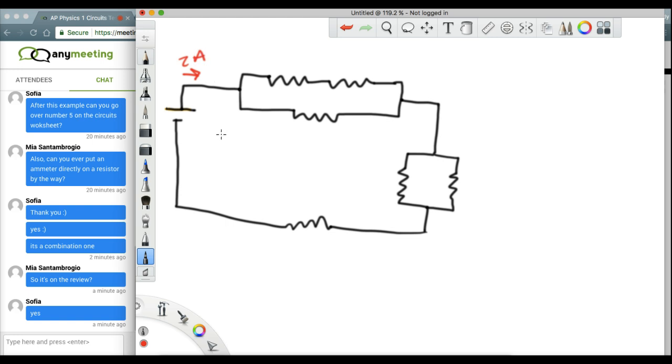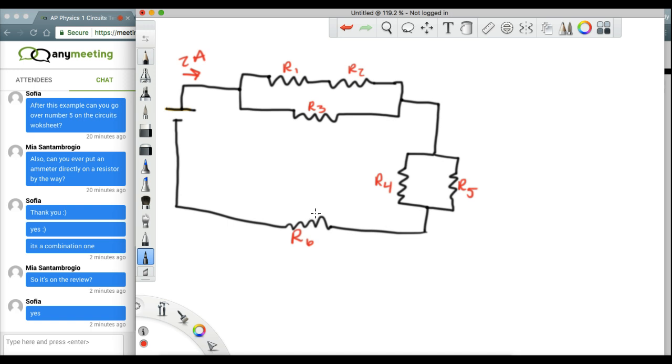They tell us that R3 current is 1.5. Let me go ahead and label those. R1, R2, R3, R4 and R5, and then R6.